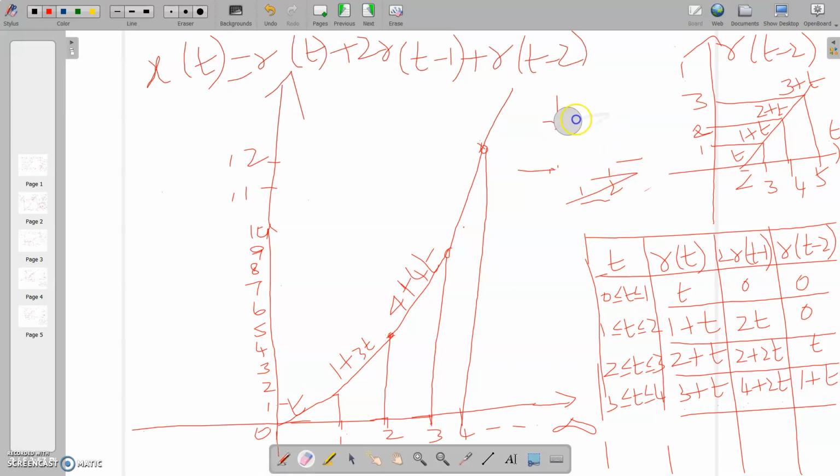Similarly, for one duration, suppose my amplitude is starting from 1 to 4. How will you represent? I am starting from 1. For one duration, the amplitude is increased from 1 to 4, so it is 1 plus 3t. So this is your basic information which you have to know. With this, you can draw your ramp signal properly, as well as add all the ramp signals and represent the original signal. Okay. Thank you, students.